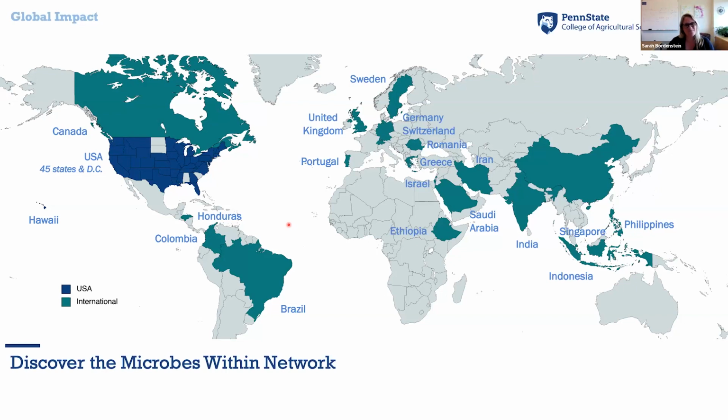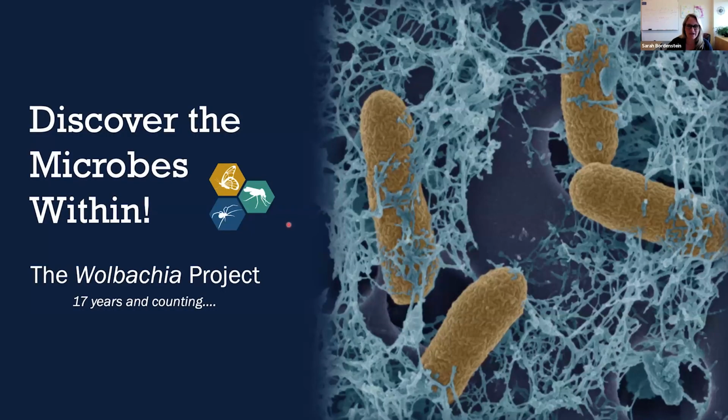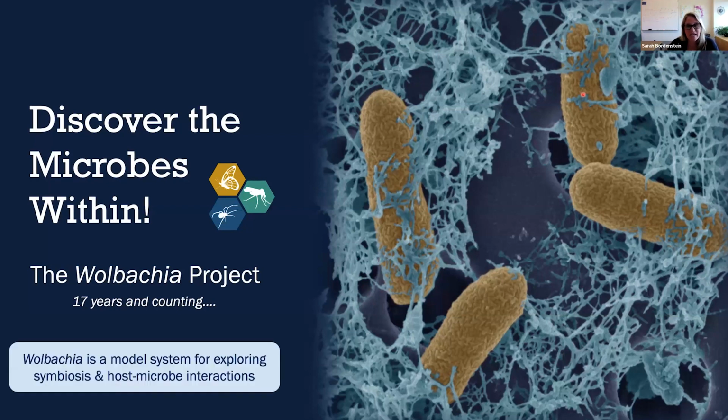And as Seth mentioned, one of the core focal areas of our research lab is Wolbachia. And so we started this program about 17 years ago with a focus on one microbe, and that being Wolbachia. As you can see here in the colorized image, the yellow cells are Wolbachia. Wolbachia is an obligate intracellular endosymbiont that lives within the cells of insects. And most importantly, it's a model system for exploring symbiosis and host microbe interactions.